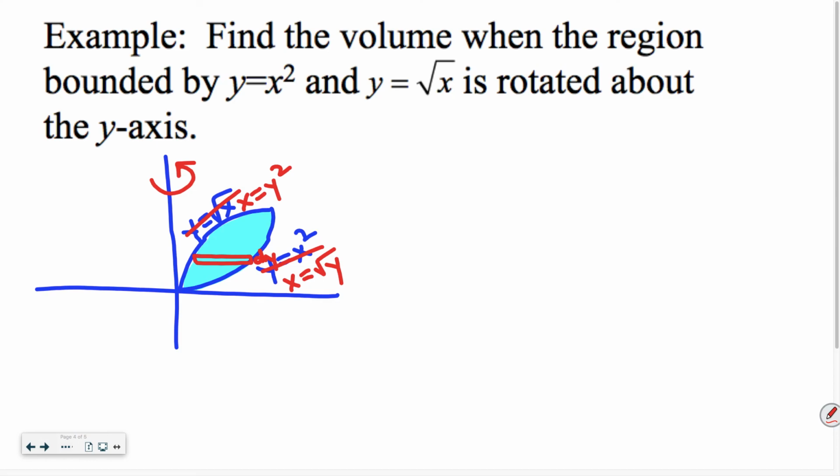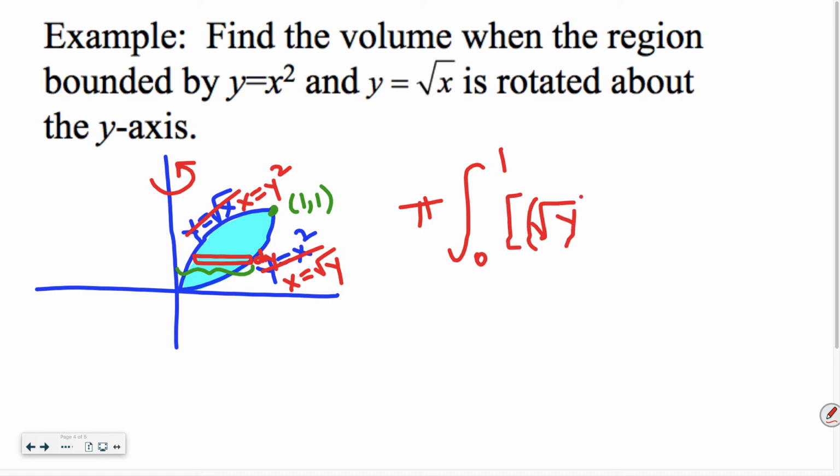I know it's messy. So we're going to have pi integral. Now this coordinate of intersection, this is just the coordinate 1, 1, correct? So our limits of integration are going to be 0 to 1. But if we think about our outer radius, our function to the right is that radical y. So radical y would be our outer radius. We square it, minus our inner radius, which is that function to the left, which is y squared.